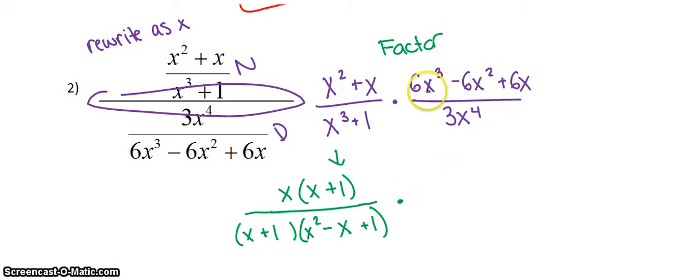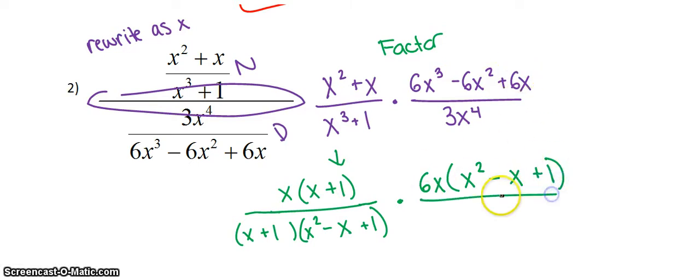Same thing here, I can take out a 6x as my GCF, then what's left over would be x squared minus, let's see, there's only 1x left, no 6's, and then you took out everything, so you just have to multiply it by 1 to get that original polynomial. In the denominator, you can't cancel anything at all, or excuse me, factor.